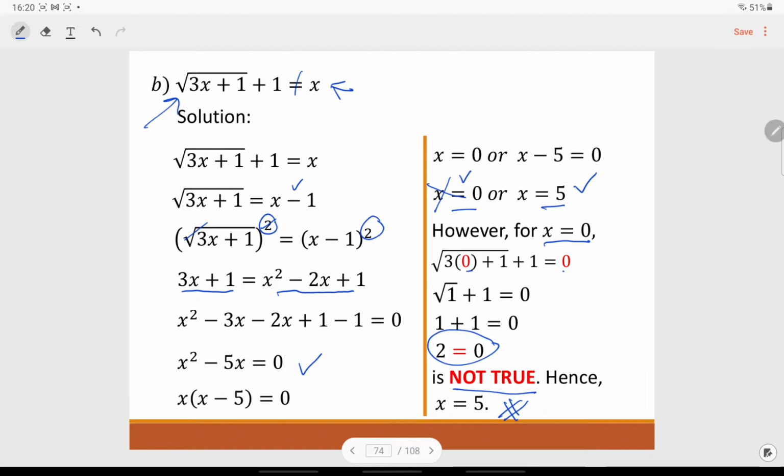Alright, so remember, when we're dealing with surds, you need to verify the answer, x. If you simply put these two values as your final answer, then maybe you will lose some marks here.